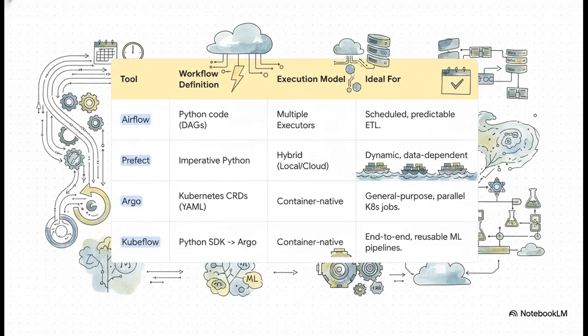If it's predictable, scheduled ETL, Airflow is a fantastic choice. If you're doing dynamic ML experiments, Prefect is probably your best friend. For raw, unadulterated container power on Kubernetes, Argo is your engine. And for that fully managed end-to-end ML experience on Kubernetes, Kubeflow Pipelines is the clear answer.